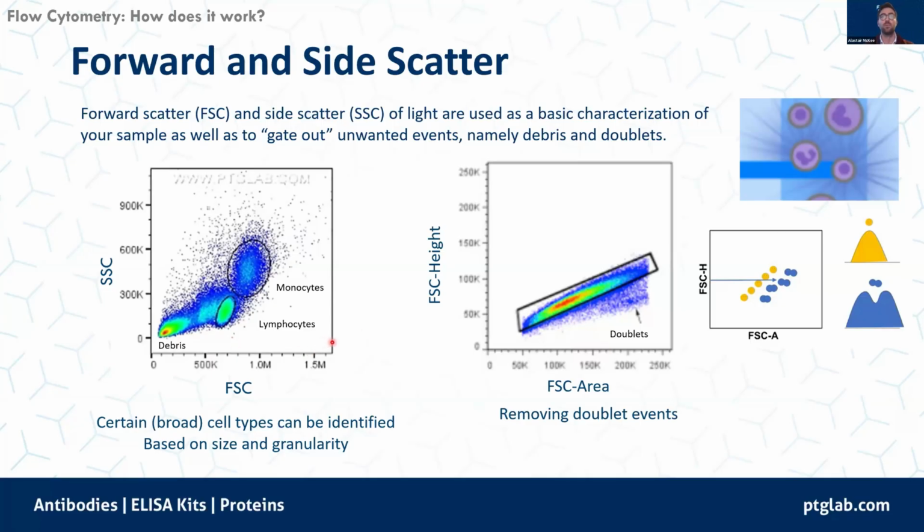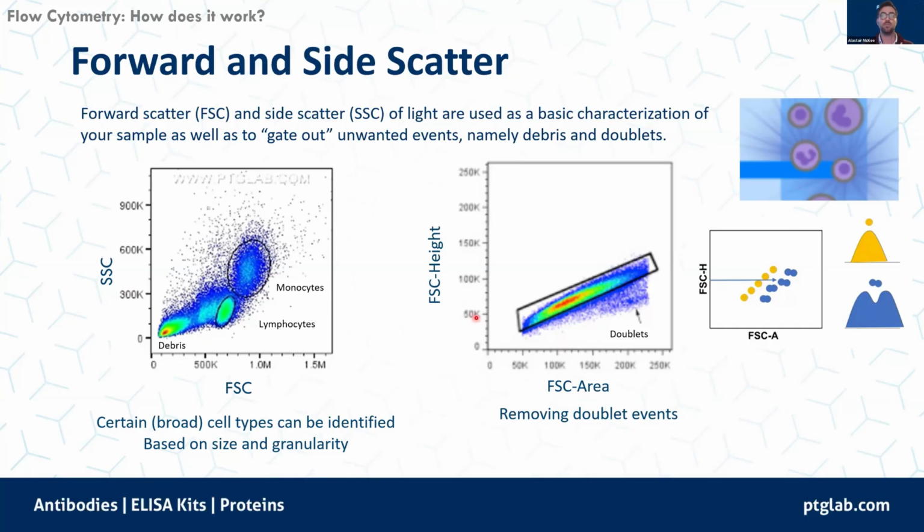But I also want to point out that while it's really important that we get single file cells through our cytometer, occasionally that doesn't happen, and that can be for a variety of reasons. When that doesn't happen, we have to identify that we have doublets within our particular sample. And so we can gate these out using forward scatter area versus forward scatter height. When you're measuring forward scatter, you get a measure of height and width.